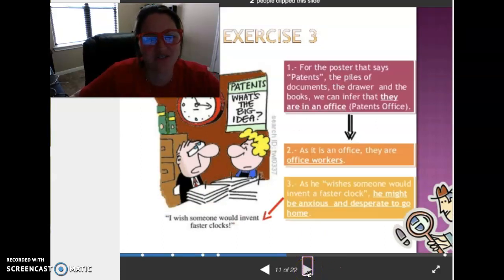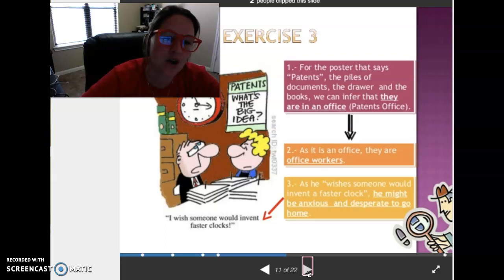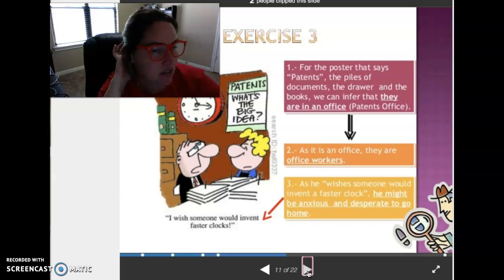Okay. So for the poster that says patents, and then the pile of documents, the drawer and the books, we can infer that they're probably in an office. The very first image of our PowerPoint was a patents office. And so that's what this actually comes from. And you'll see the patent sign on the door. So we're going to infer that they're at work because they are in an office. So they're office workers of some type. We're assuming in a patent office. So a patent, as you guys know, is when somebody comes up with a big idea and they want to patent it to secure it and make sure nobody steals their idea.